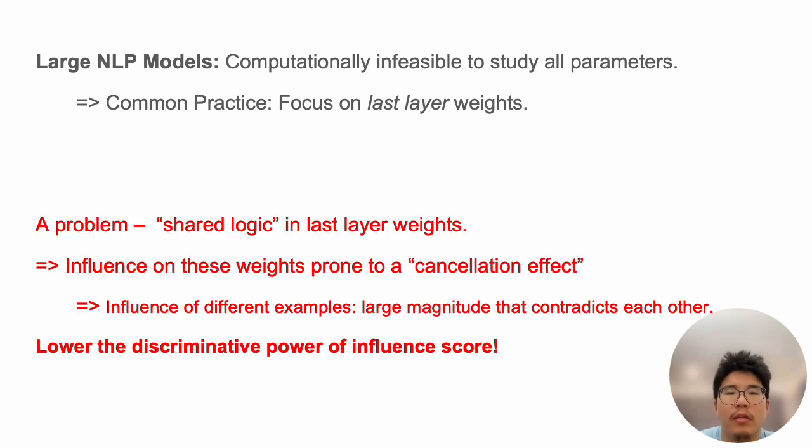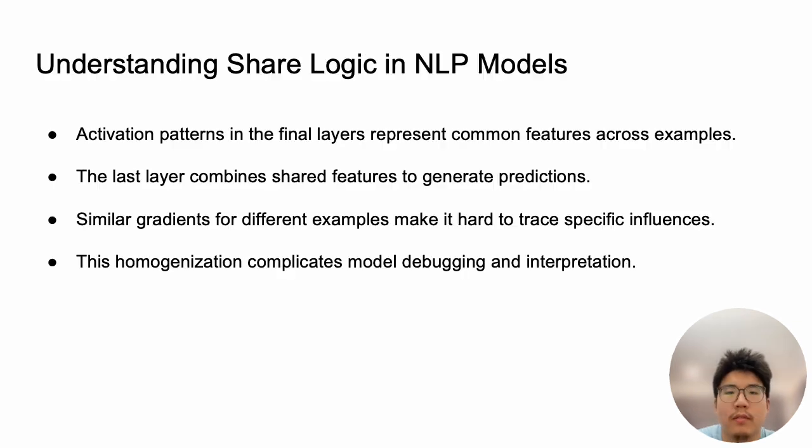However, this approach has its limitation. Specifically, the weights in the last layer tend to encode so-called shared logic, which can lead to a cancellation effect when different examples show contradictory influence on these weights. And this cancellation effect reduces the discriminative power of the influence score, making it harder to accurately trace the impact of individual training examples on the model's decisions.